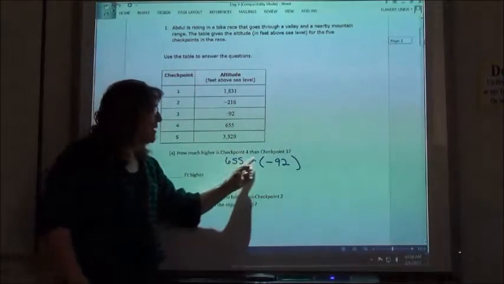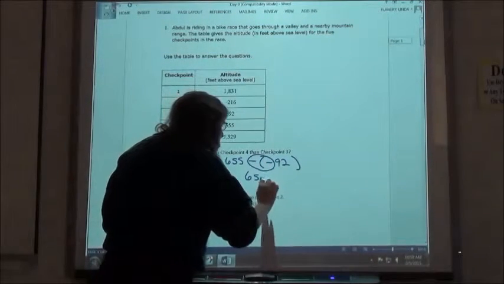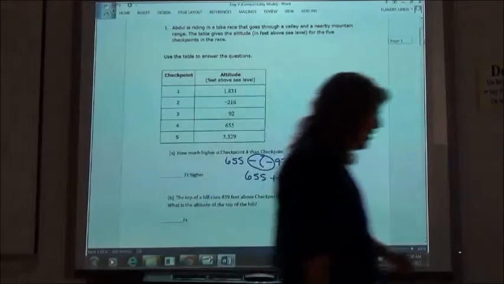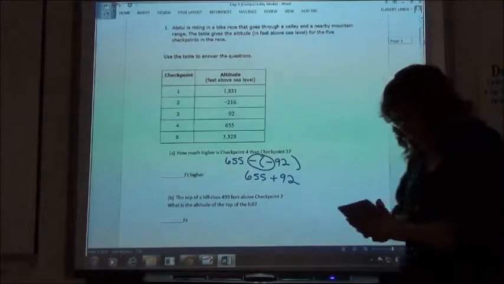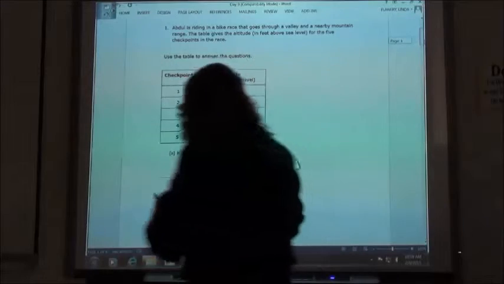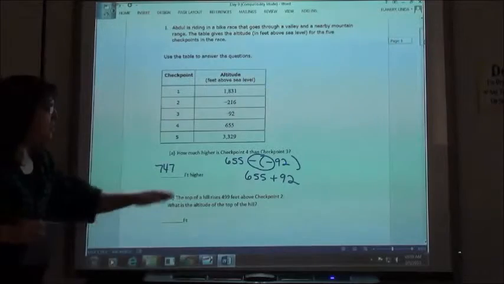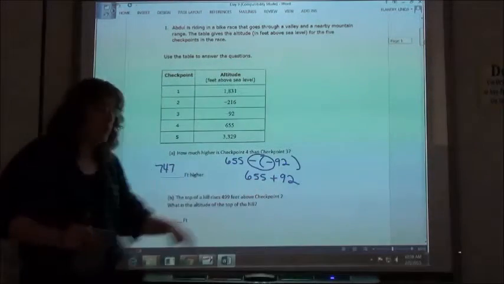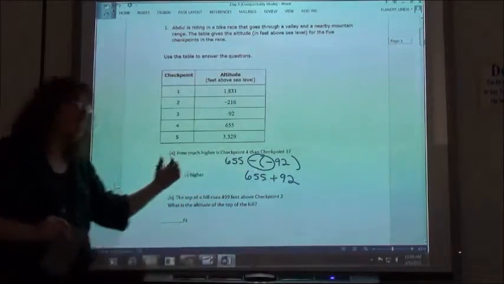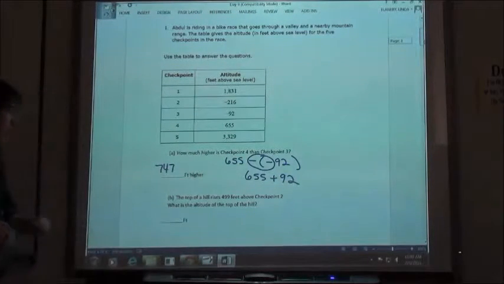When you subtract a negative, you end up adding those two numbers together. 655 plus 92. I'm going to grab my calculator. And if you do 655 plus 92, you get 747. So 747 feet higher. Just a note, since this says higher, you get a positive answer. If it says lower, you're going to get a negative answer, but you're not going to put the negative on because of the word lower behind it. In this case, it's higher. We don't have to worry about it.